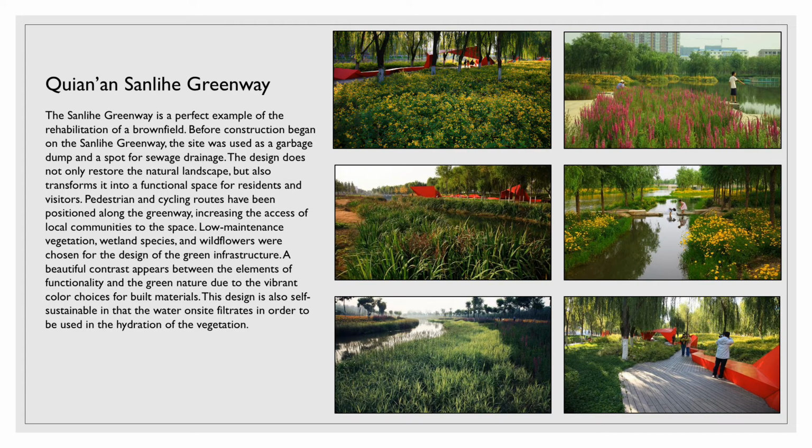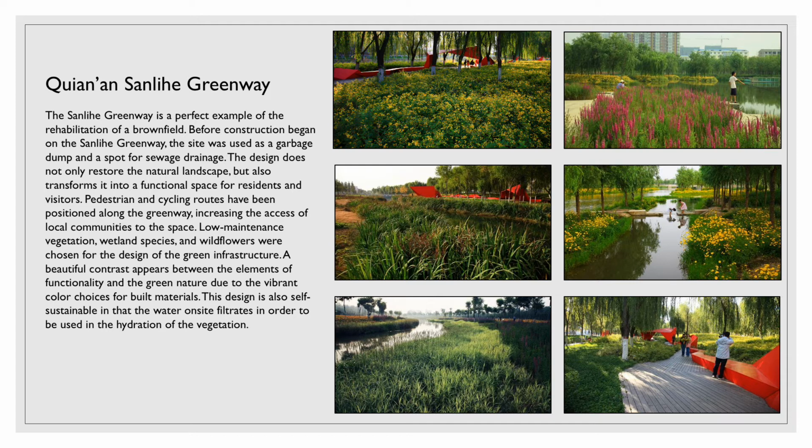The Senlie Greenway is a perfect example of the rehabilitation of a brownfield. Before construction began on the Senlie Greenway, the site was used as a garbage dump and a spot for sewage drainage. The design does not only restore the natural landscape, but also transforms it into a functional space for residents and visitors. Pedestrian and cycling routes have been positioned along the Greenway, increasing the access of local communities to the space.